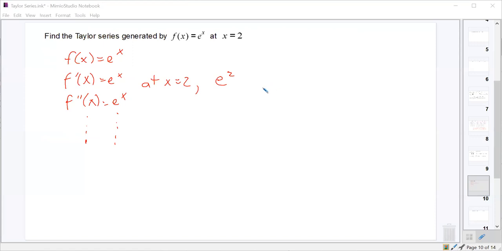So if we were to write out the series, not in summation form, it would start off with e squared times our x minus 2 to the 0 over 0 factorial. Well, that's just e squared. And then we'd end up with e squared times what for the next one?